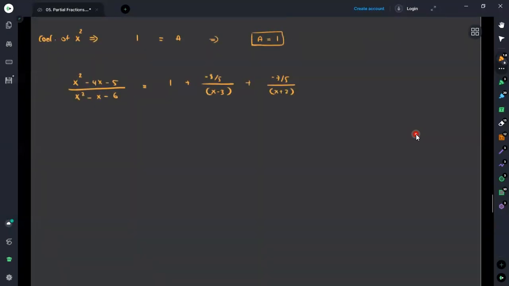Therefore we can solve this further. Then we can get it as 1, and solving the plus with the minus, considering the numerator and denominator, we are getting 8 over 5 times x minus 3 minus 7 over 5 times x plus 2. Therefore, this is how we decompose into partial fractions if you are having an improper algebraic fraction.